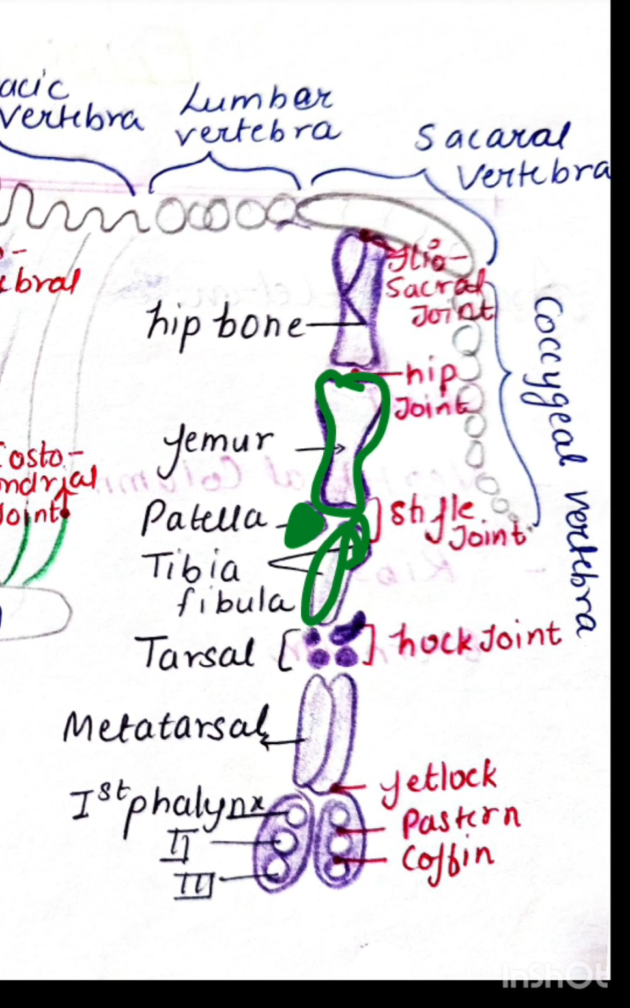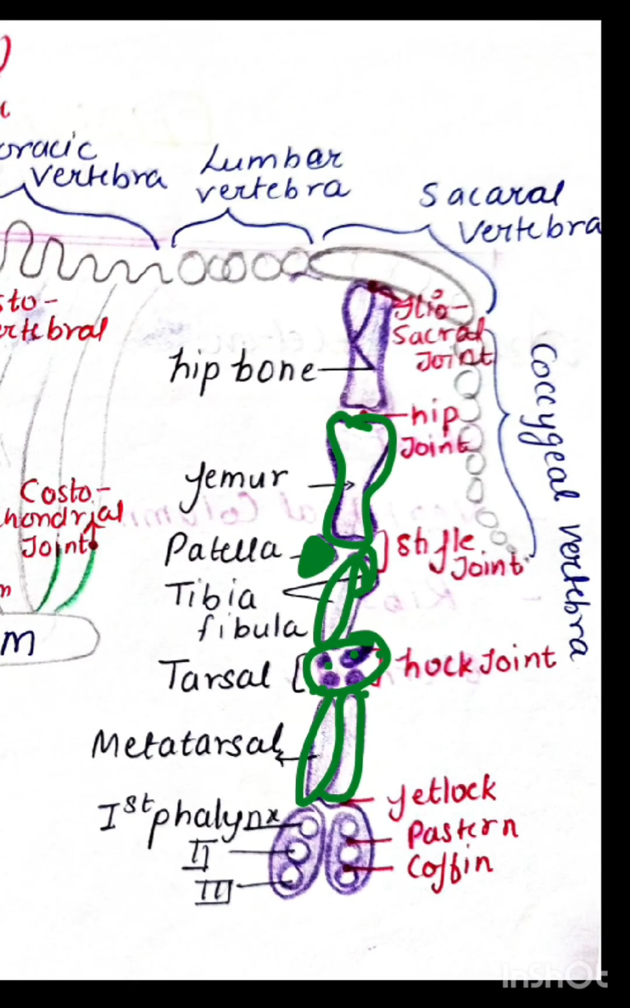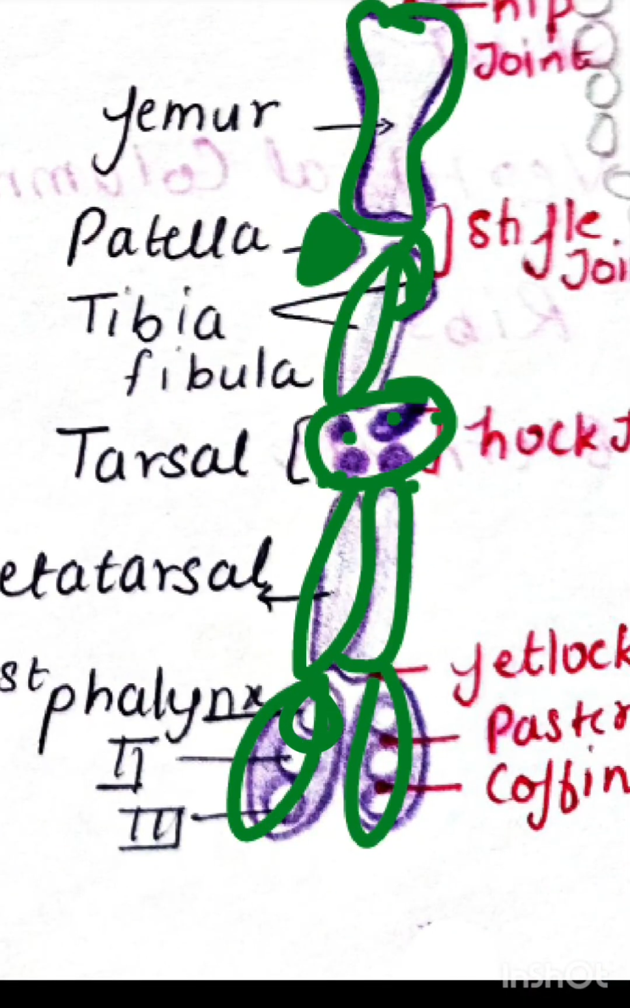Now we'll study the tarsals. The tarsals form the hock joint, and are 4 in number. Metatarsals are much longer bones, as we studied in the metacarpals. In the forelimb these are called carpals, and in the hind limb they are called tarsals. In the hind limb there are 2 digits, as we studied in the forelimb, and 3 phalanges.